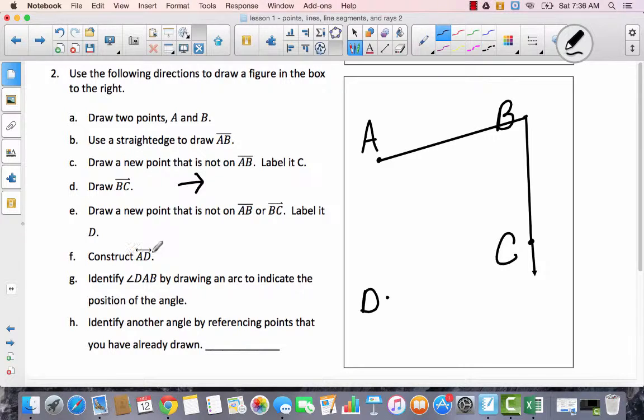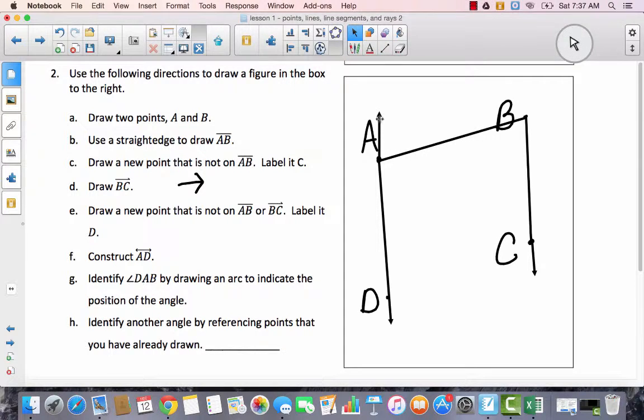Construct AD. Notice it has this line over the top of it, so that means that this has to be a line. So I'm going to go ahead and start this way and this way. I need to adjust this a little bit. I made that just a little bit crooked. Okay, so this is line AD. Yours probably looks better than mine.